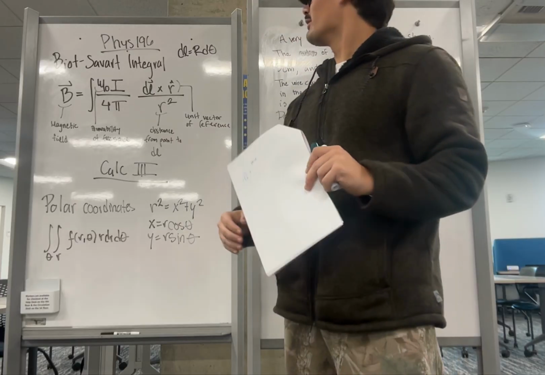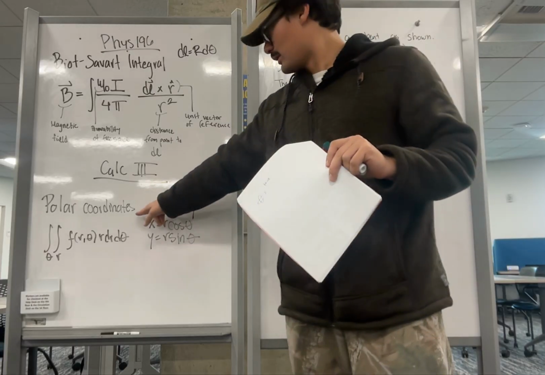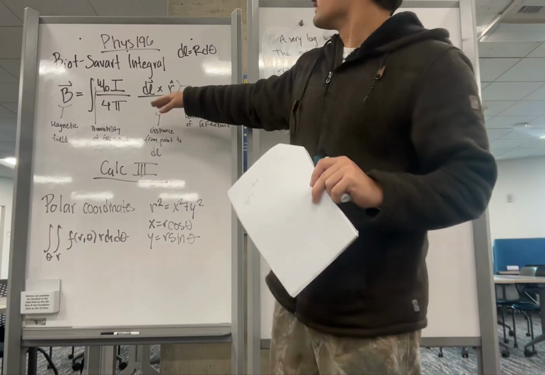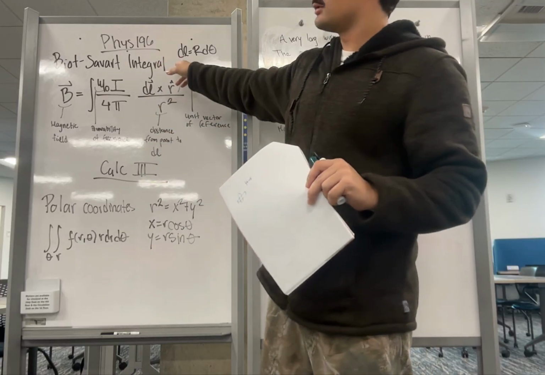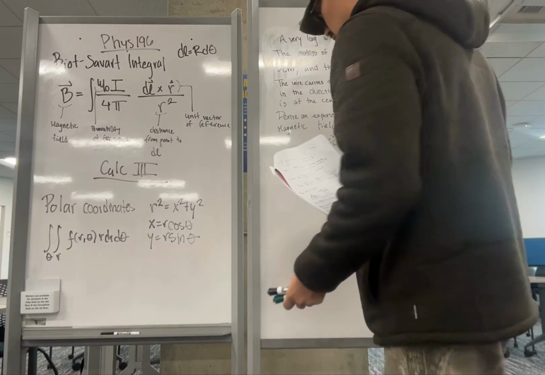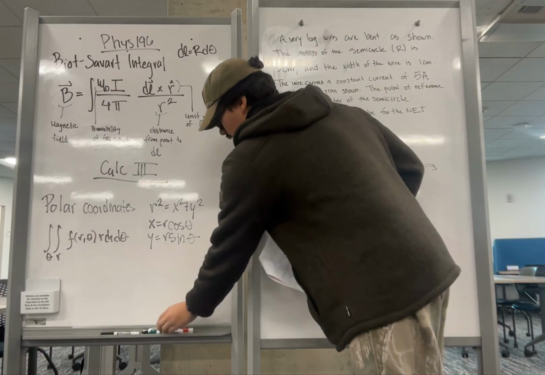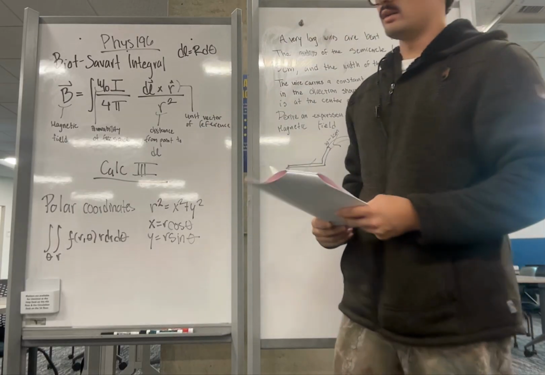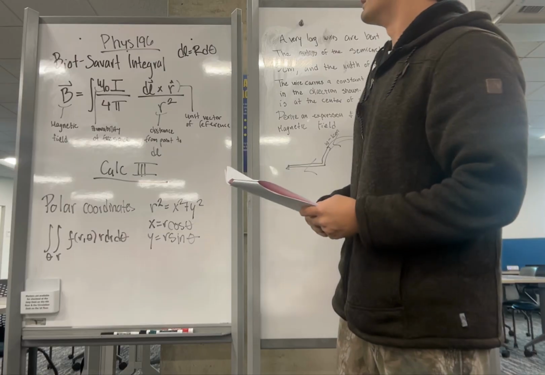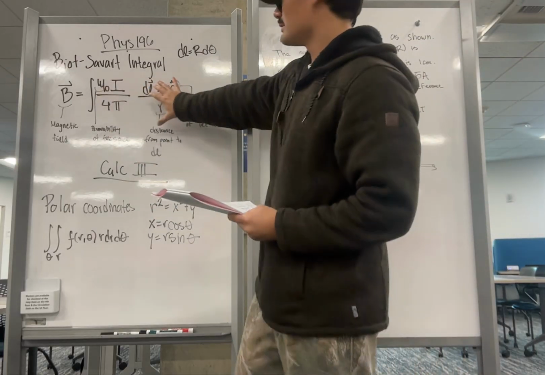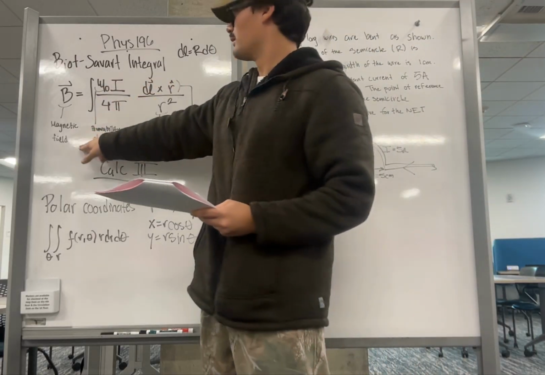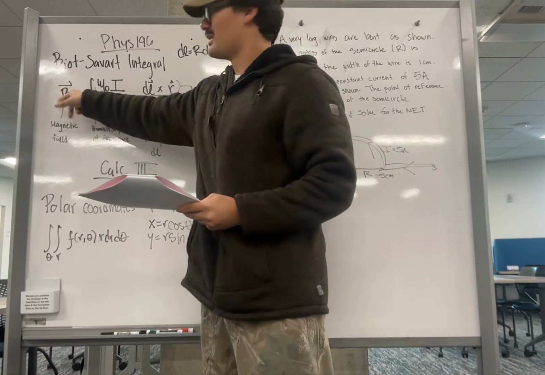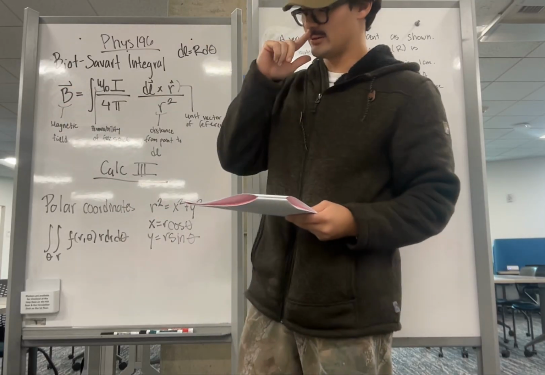I will be comparing the topic of polar coordinates and relating it to an integral used in physics to solve for the magnetic field produced by a wire. So this is the equation. It's the magnetic field as well. It's supposed to be the magnitude, but they have direction.